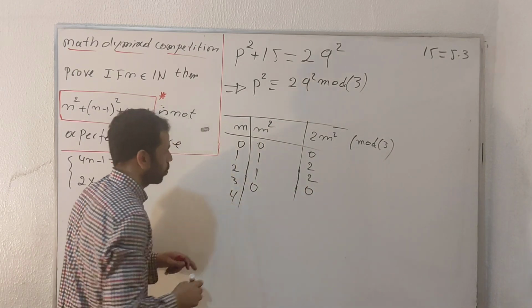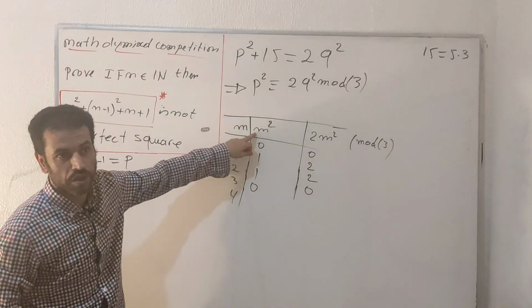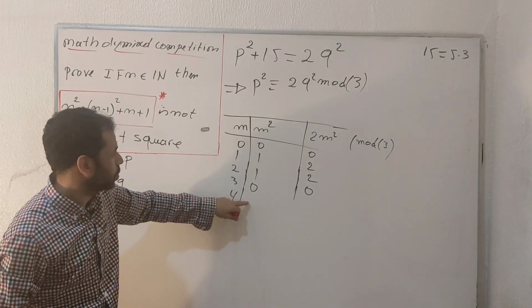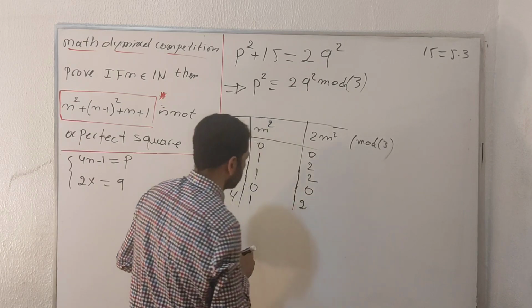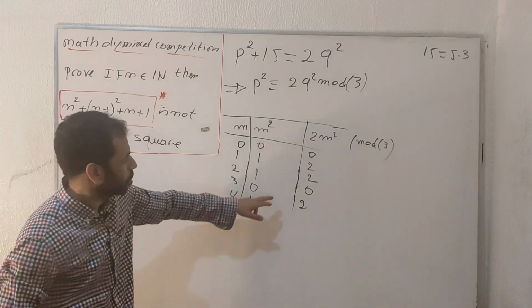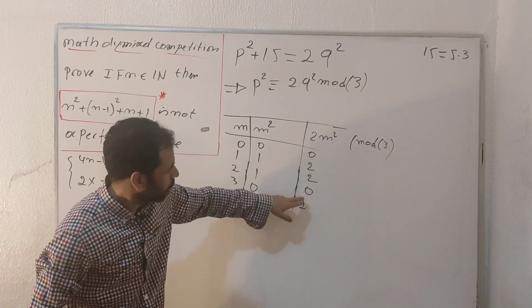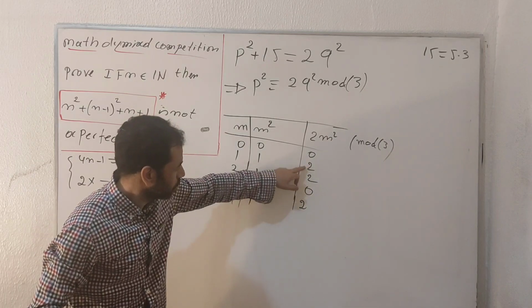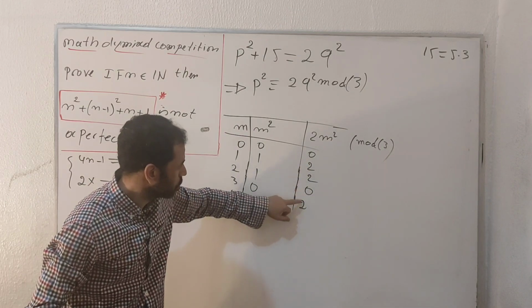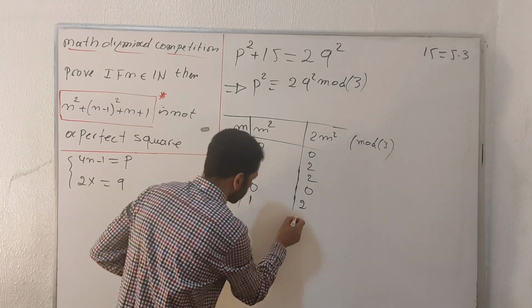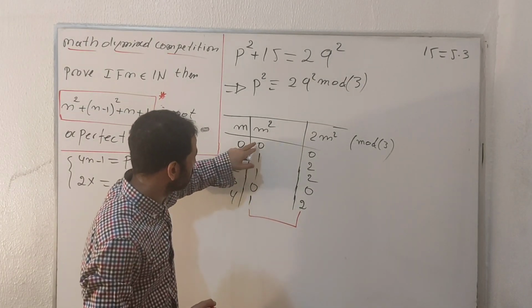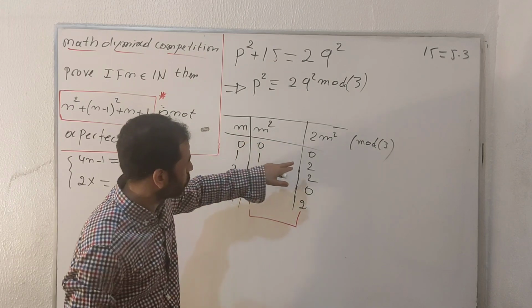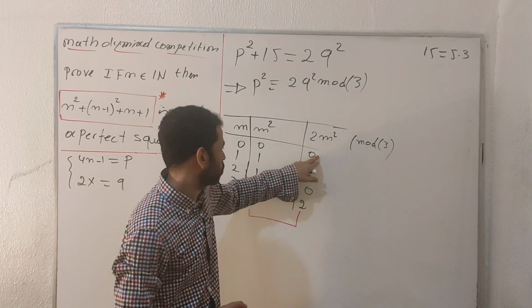I'm going to check number 4. 4 squared is 16, which is one more than 15, so it is 1. 2 times 1 is 2. If you take a look carefully at this column, we have a kind of repeating pattern: 0, 2, 2, 0, and 2. Now we are going to focus on both columns, where a perfect square can equal twice a perfect square.